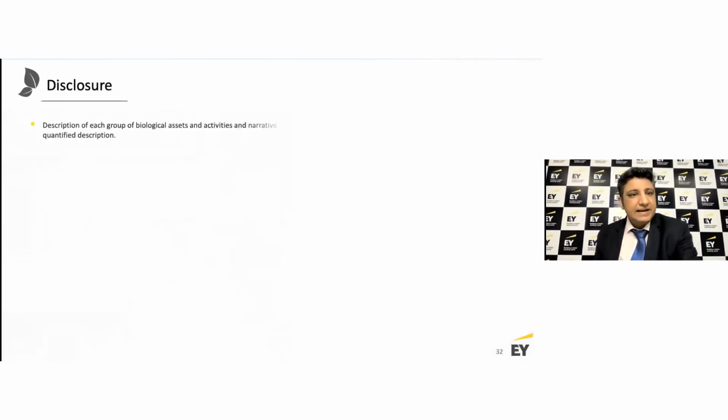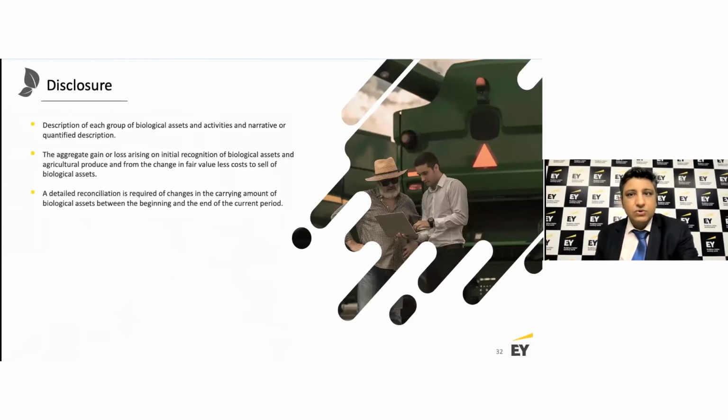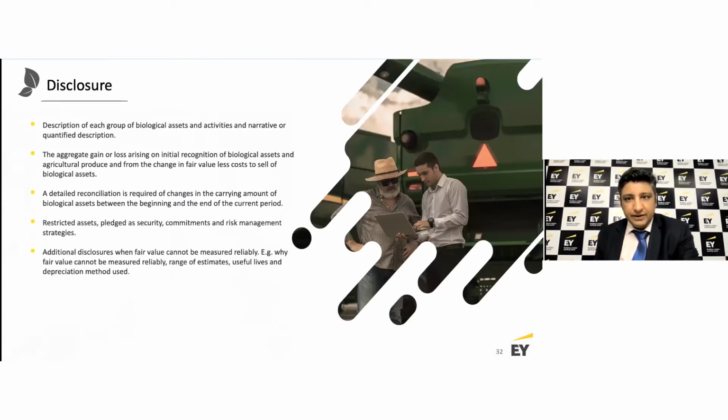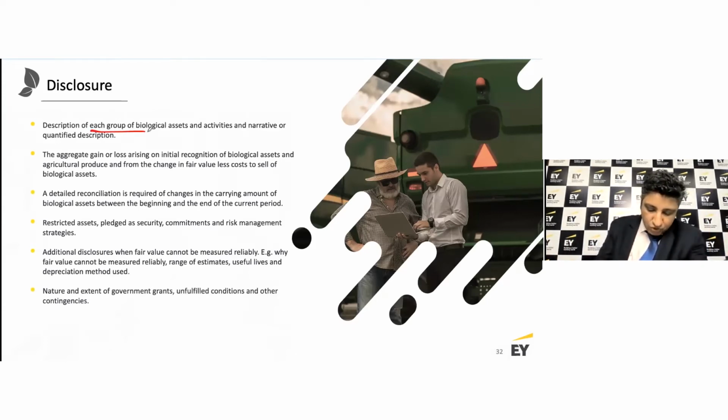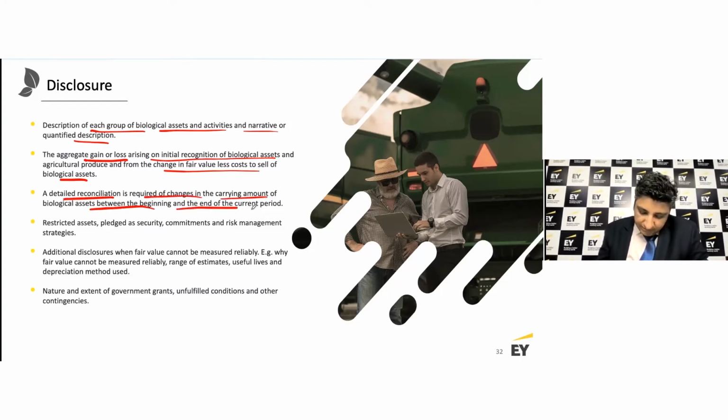Okay. The final leg is about disclosures. We need to disclose, for example, multiple things, including, for that matter, the description of each group of biological assets and activities, right? With respect to the quantified and narrative descriptions, the aggregate gain or loss on the initial recognition and from the changes in the value, a reconciliation for the changes in the carrying value between the beginning and the end, any restricted assets, right, should be also reported.